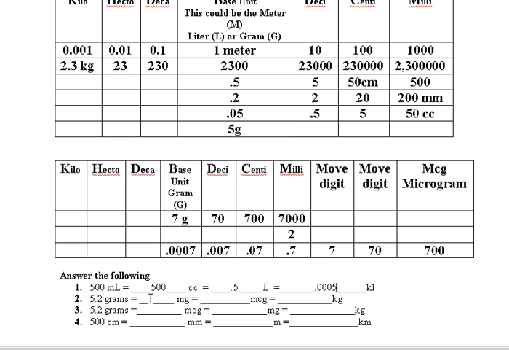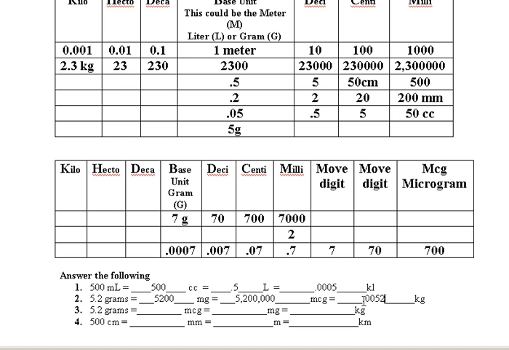Okay. 5.2 grams is equal to how many milligrams? Well, that's moving it to the right 3 places, so that would be 5,200. How many micrograms would that be? Well, that's to the right 3 more places, so that's 5,200,000. And how many kilograms would that equal? Well, that's moving in the opposite direction. That's moving to the left 3 places, so we'd have 0.0052, moving the decimal point 3 places to the left.